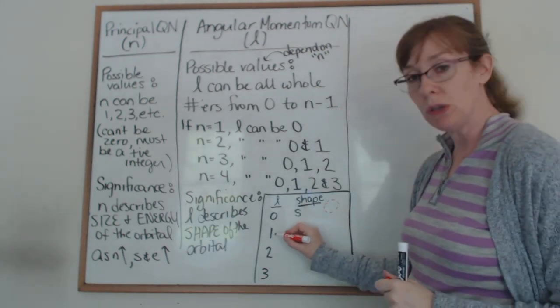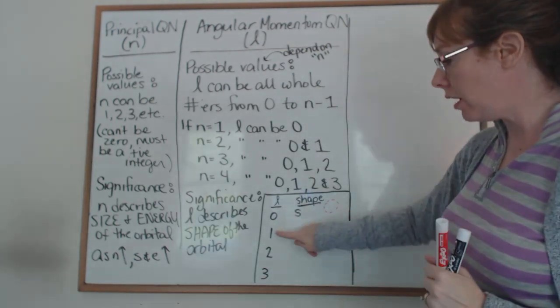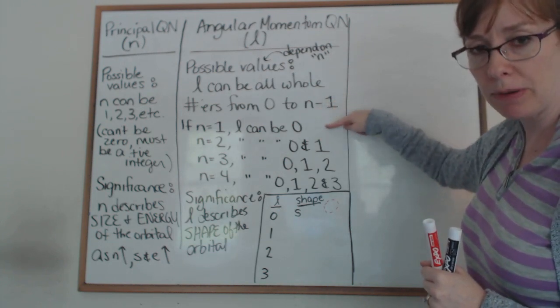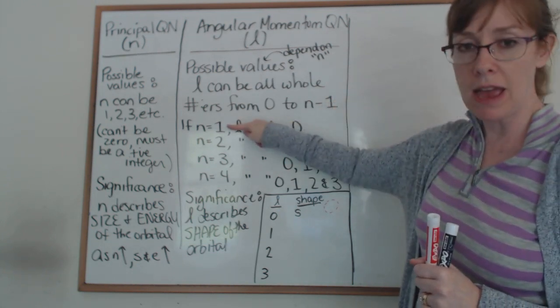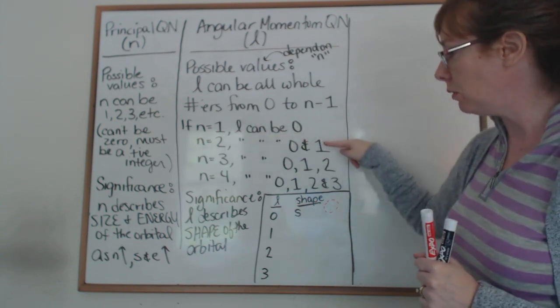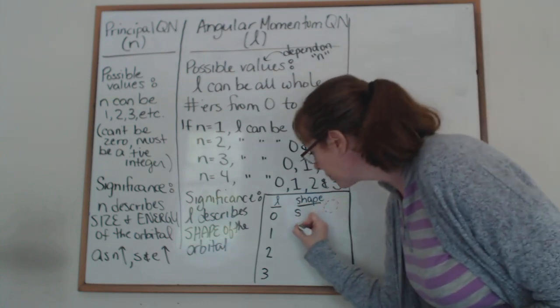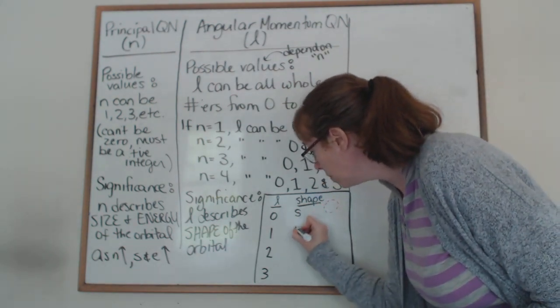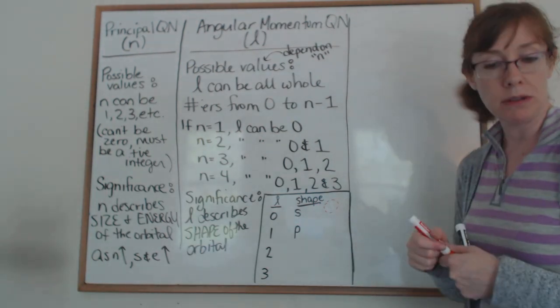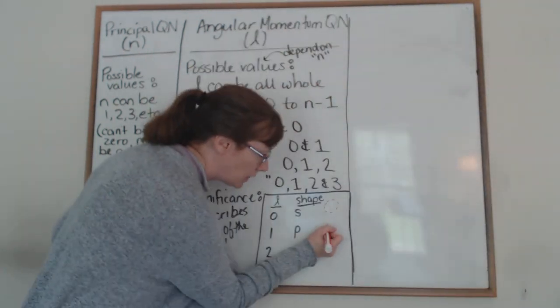When L is equal to 1, you're not going to have this shape if you're at N equals 1, but you will start getting this shape starting with N equals 2. So when L is 1, these are called p orbitals. P orbitals are shaped kind of like a bow tie.